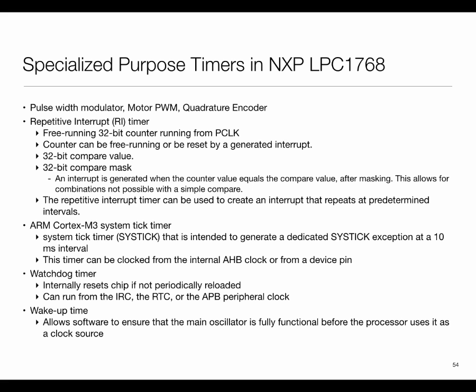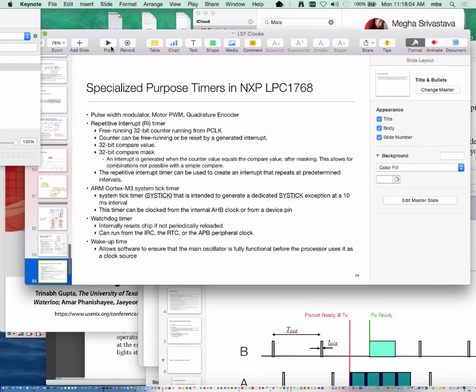Then another one is the wake up timer, and this is an interesting one. What it does is it basically allows software to make sure that the main oscillator is working. Remember, at startup time, it started using the on-chip RC oscillator, which is rapid to turn on but relatively unstable. So what this wake up timer does is you can set it up so that an interrupt comes after a certain amount of time when the clock is known to have become stable, and then you transition over to that. So a bunch of special purpose registers as well.